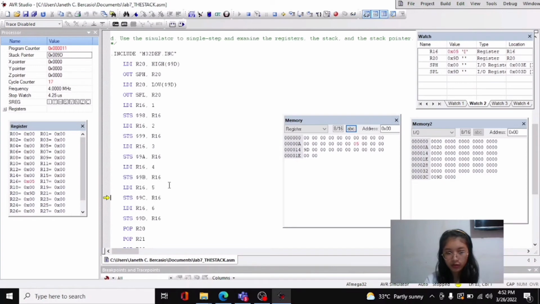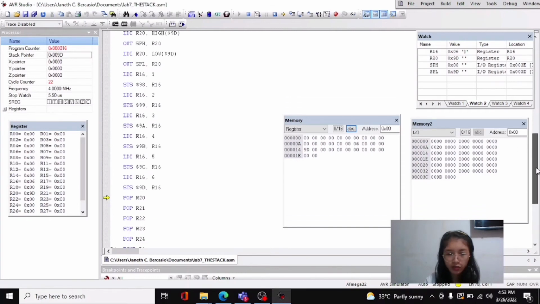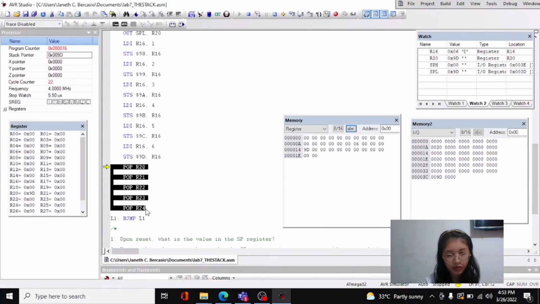So we load 5 to R16. The value of R16 is stored to 9C. Then next, load 6 to R16. Then we copy it with STS to 9D. As we observe, we used only a single register to load each number, but we store them into different hex addresses through the use of STS. Now we can proceed to the next lines where we use the pop instruction.